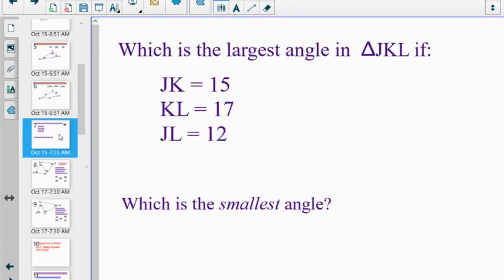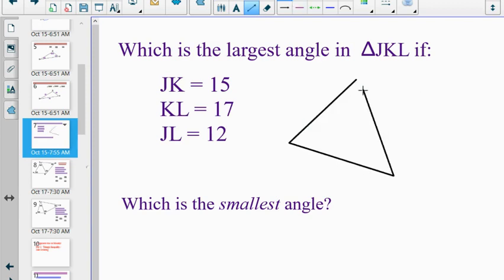If I don't give you a diagram, well, make your own diagram. This is easy. I'm not going to pay too close attention to making it look exactly perfect. I just want something to look at so I can see which angle is opposite the sides. So I'll label the vertices J, K, and L. JK is 15.